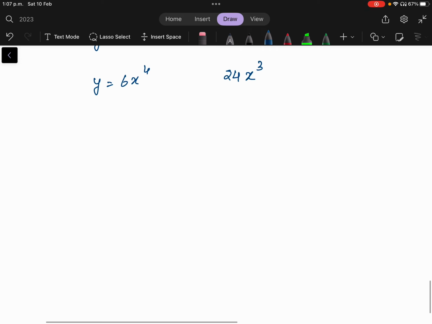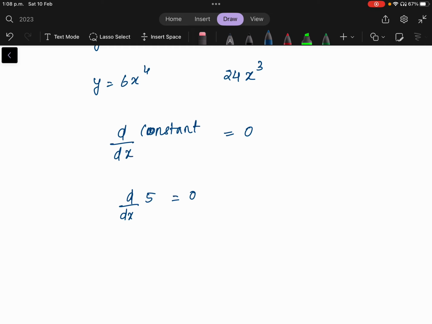There's one more thing which you have to know: d by dx of a constant will always be 0. For example, d by dx of 5 is equal to 0.